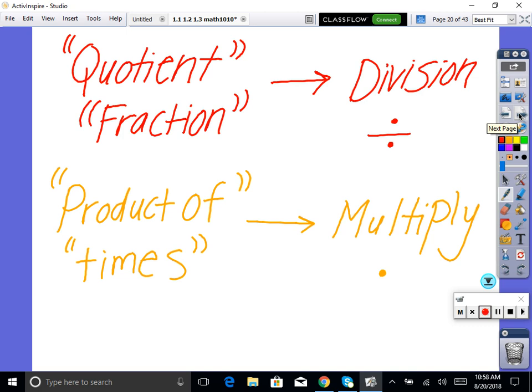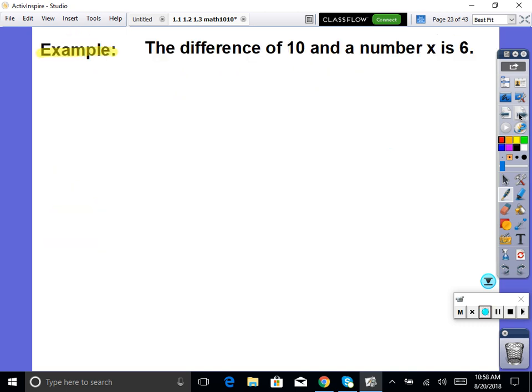So now here's what you have to do. You have to not overthink these, but you have to think advancedly enough. You got to find the right balance. So let's look at some examples here. The difference of 10 and some number x is 6. I start and kind of work backwards. So because of the word is 6, is means equals. I'm going to start there. It equals 6. Taking care of that.